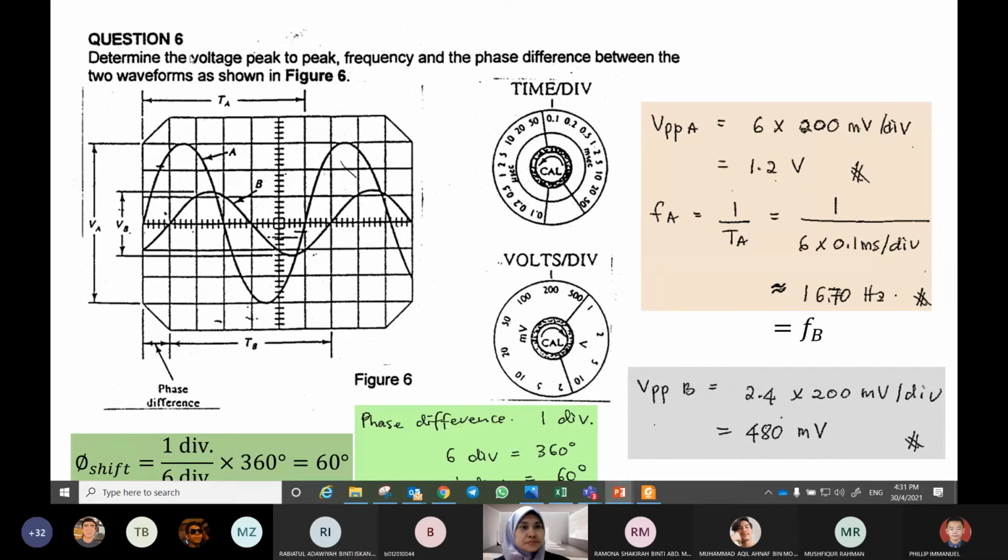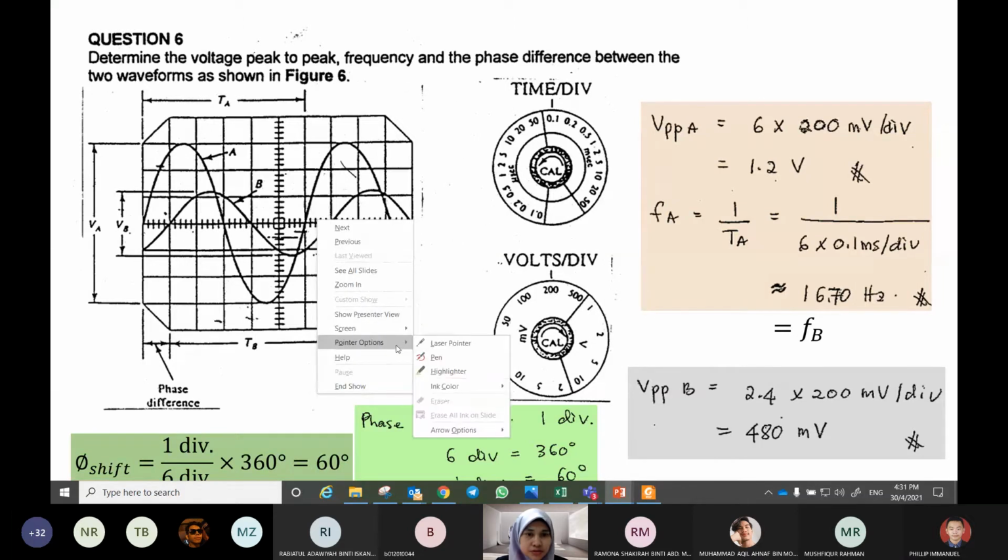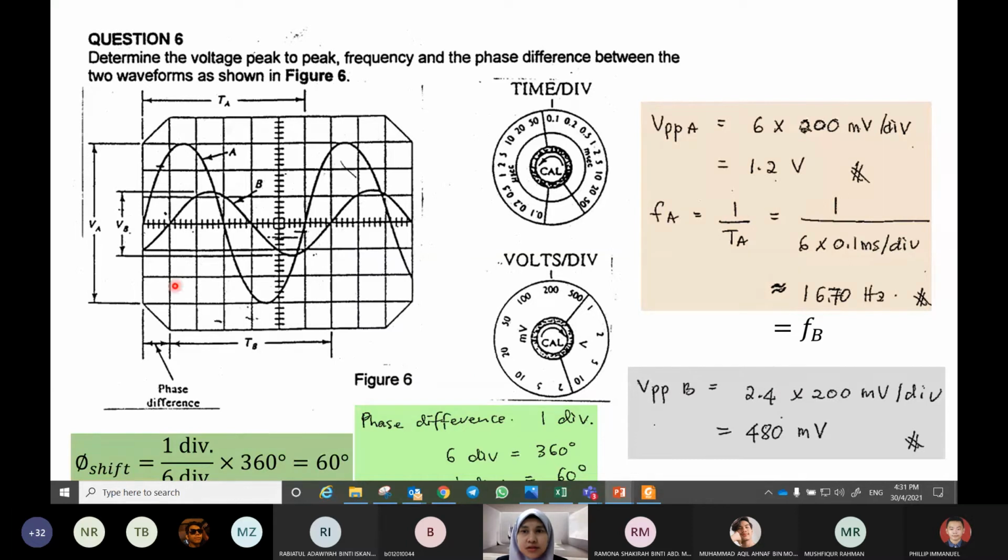Question number 6. Determine the voltage peak to peak, frequency, and phase difference between the 2 waveforms. So for A, the peak to peak is 1, 2, 3, 4, 5, and 6. So 6 multiplied by the volt per division. This is volt per division, so it is 200 millivolt. Multiply with 200 millivolt, we get 1.2.